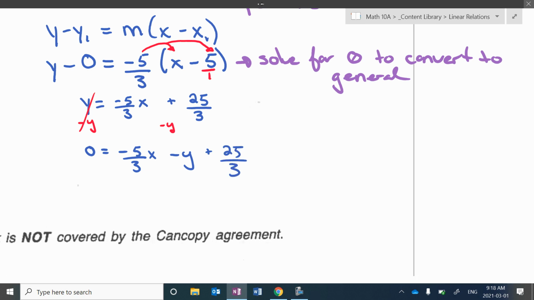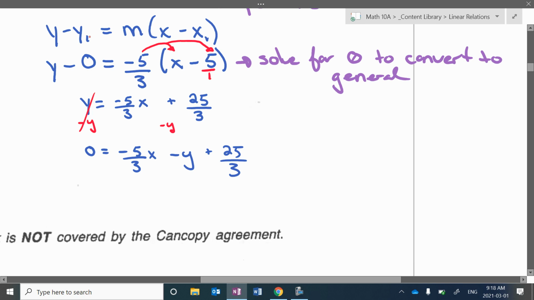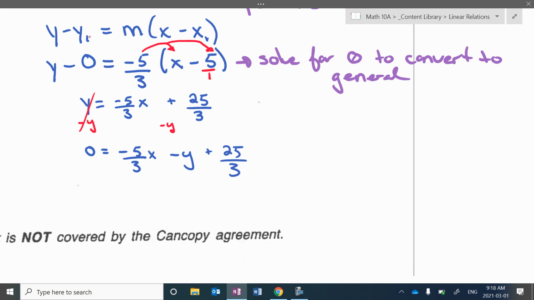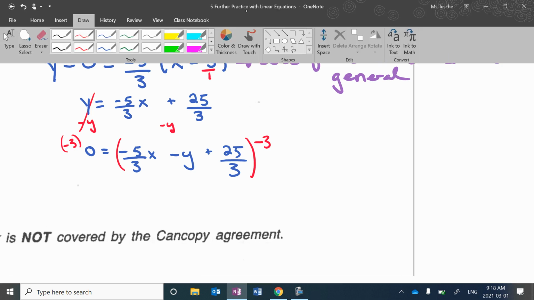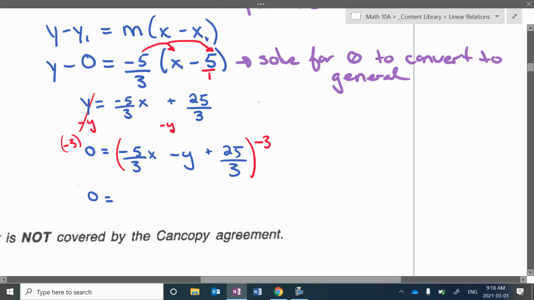Okay, so at this point, I have two no-nos. My a, or the coefficient with the x, is a negative, and I have fractions. So I'm going to multiply everything by -3. By doing that, on my first term, the coefficient on my x, my 3's are going to cancel, my negatives are going to cancel, leaving me with 5. On my y, the negatives cancel, but the 3 gets to tag along. And then on the last term, my 3's cancel, but it pushes it to be a negative.